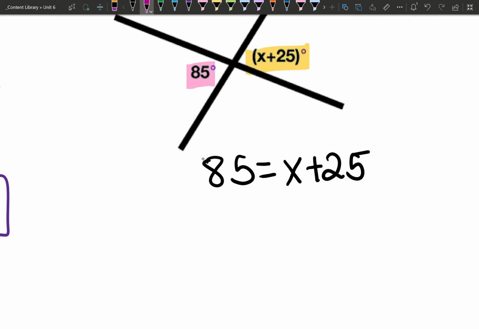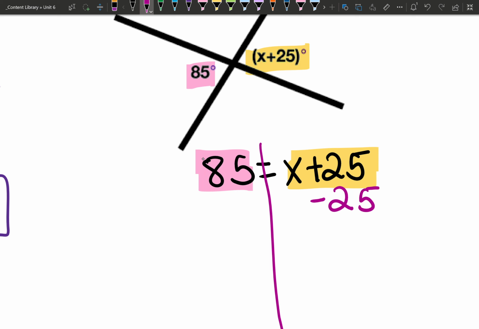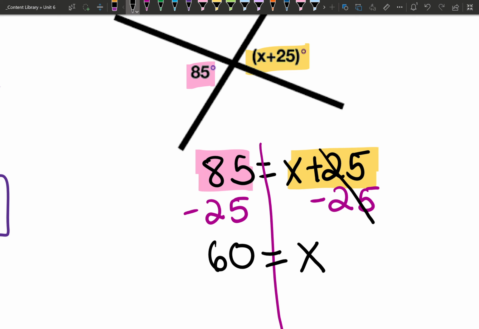Let's draw a line down the middle and start solving. Oh, this is a nice one. It's just a one-step problem. What do you think we should do to both sides? If you thought we should subtract 25, you'd be right, because we're undoing the plus 25. So, on the right side, we just have x, and on the left, 85 minus 25 is 60.